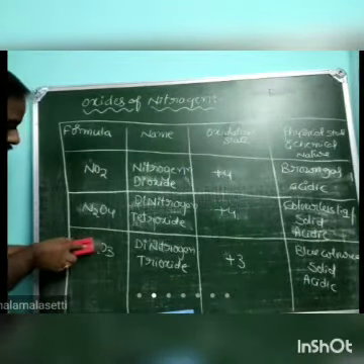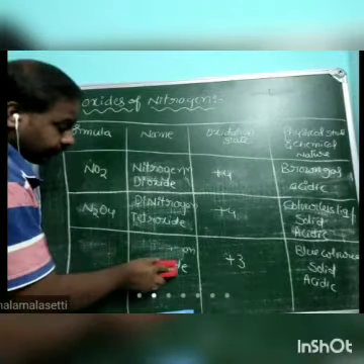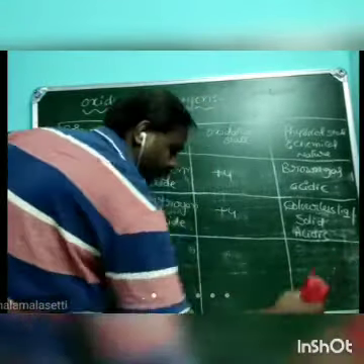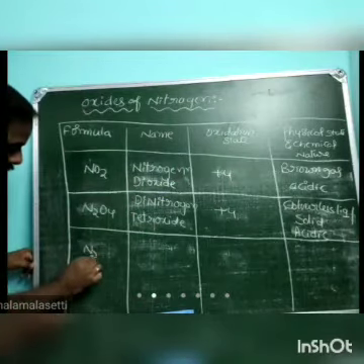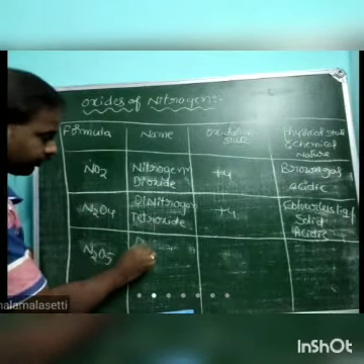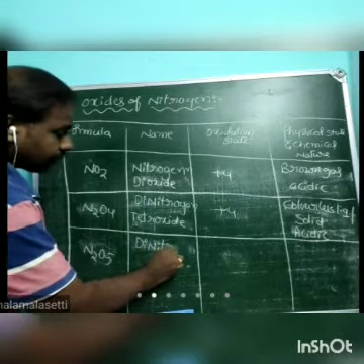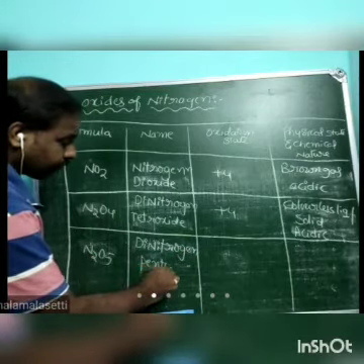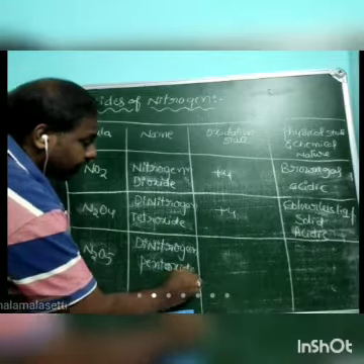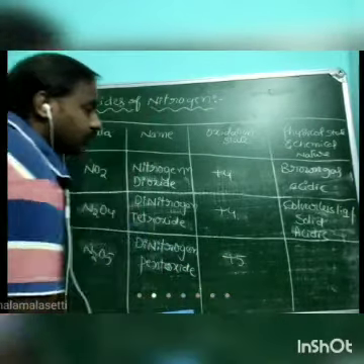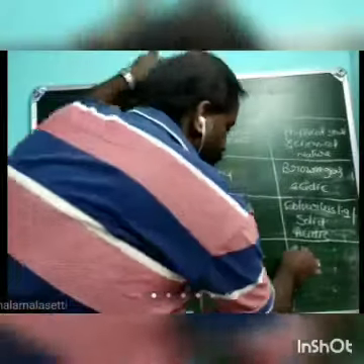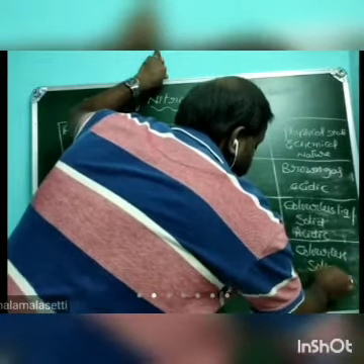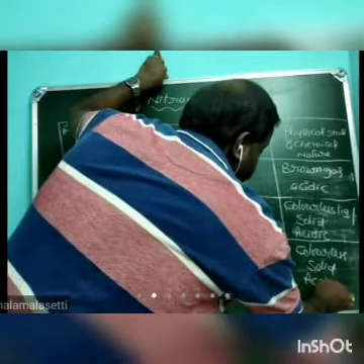And the last one is N2O5. This is called dinitrogen pentoxide. The oxidation number is +5. Again, it is a colorless solid. It is an acidic oxide.